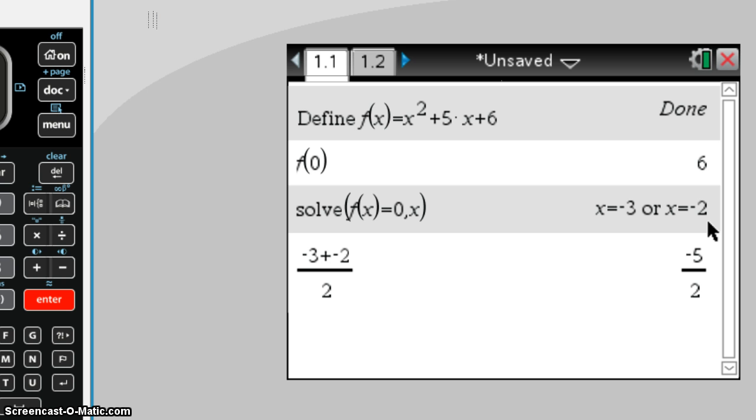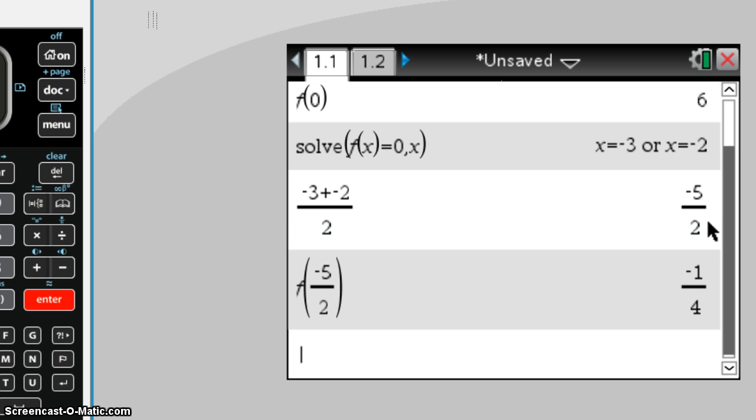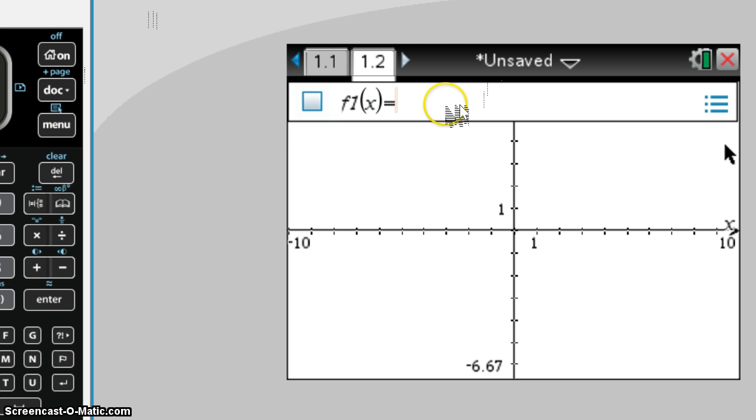To get the y value of the turning point, it's very easy. I just do f of when x is -5 on 2, close that, and I get -1/4, which is very quick, very easy. And that's the turning point, -5 on 2 and -1/4. Now I'm going to sketch it on the graph. So I go to this page here, and all I need to do is put f of x, because it remembers between the two pages, which is really quite nice.